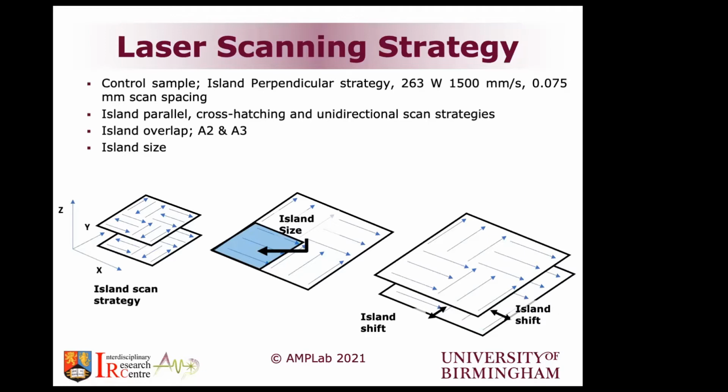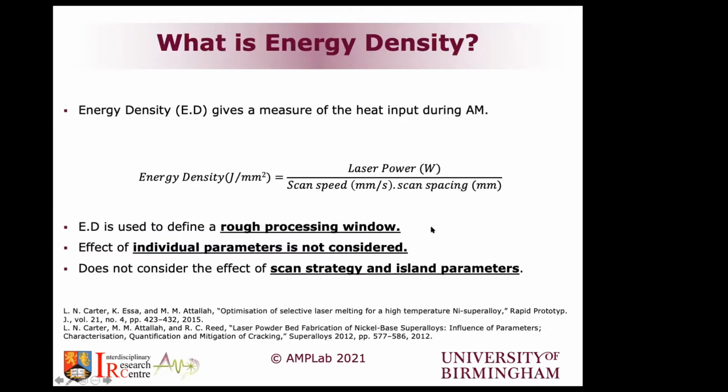Over and above that, we also looked into the rule of thumb that everybody hates, but everybody uses, the energy density, where you can change the laser power, scan speed, and scan spacing to generate different heat inputs. This is just a semi-empirical number to calculate an equivalent heat input. As I said, everybody hates it, but many people use it. But it does give an indication of how different parameters may affect the microstructure.